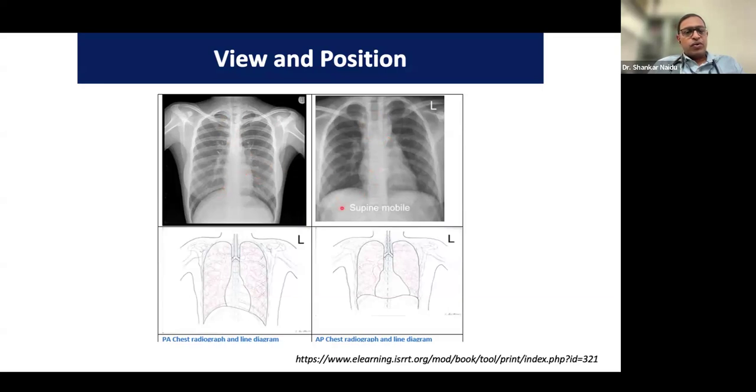So always prefer to get a PA view chest X-ray. However, in patients who are sick and on a ventilator, sometimes we might have a supine view also with the AP view. But remember that these structures might appear slightly enlarged. And also the level of the diaphragm is slightly higher in the supine position compared to the erect position.